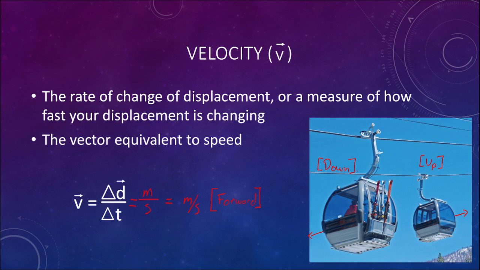Even though the magnitude of the velocity may be the same, since the direction is different, our velocities are different. The direction is a significant part of the velocity. Therefore, this is a vector.